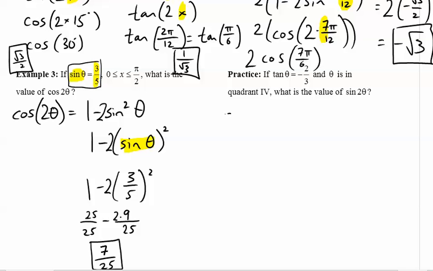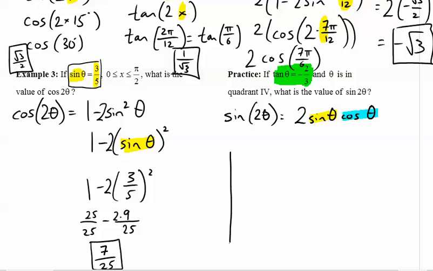So the second question is asking us to find the value of sine 2 theta. Now, sine 2 theta only has one option. You're always going to replace this with 2 sine theta cos theta. Now, unfortunately, we need sine theta and we need cos theta, but we only have tan theta. That's not so helpful. So I'm going to actually have to draw out that picture.